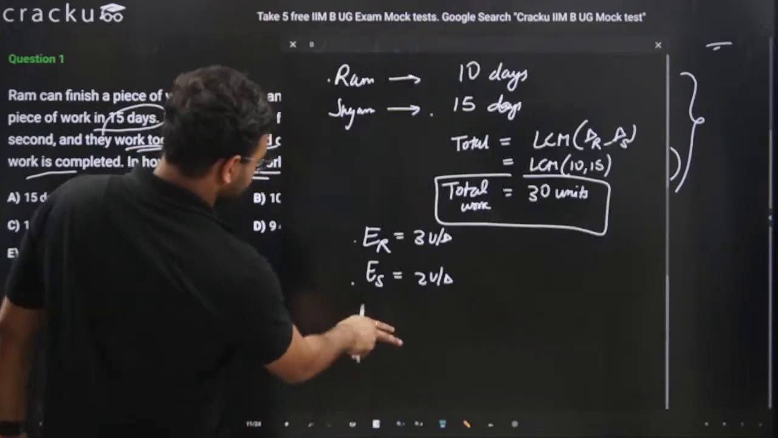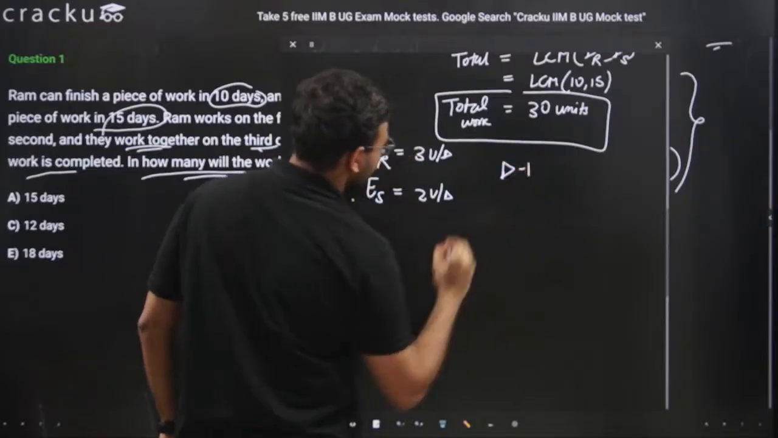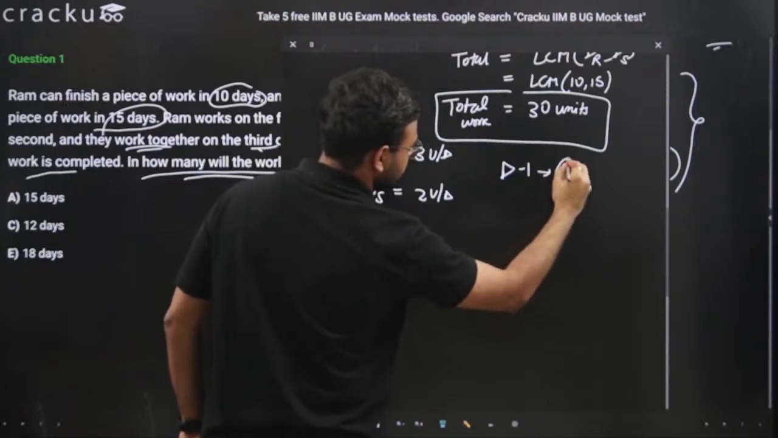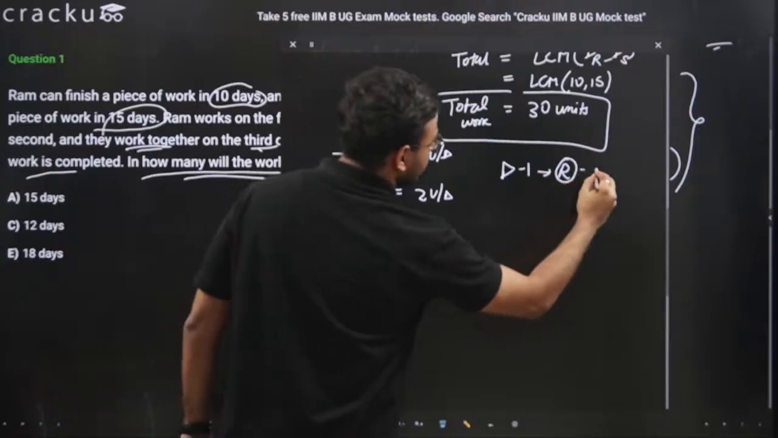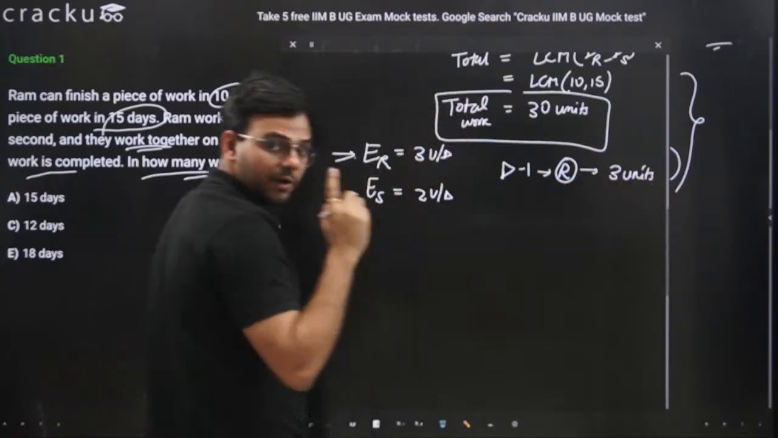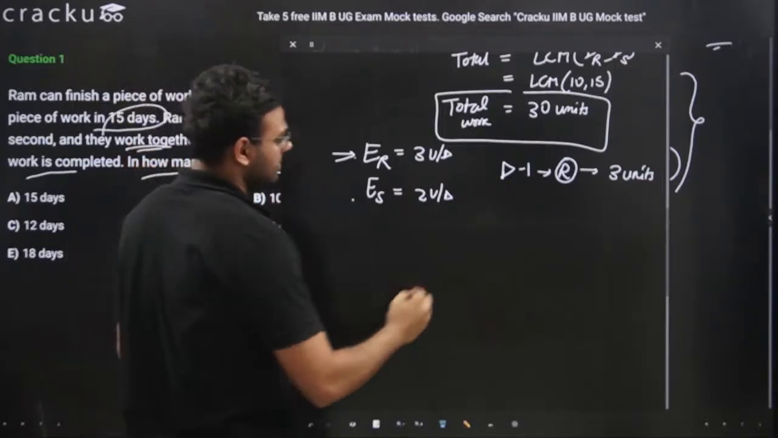So on D1 only Ram is working, and he is working at an efficiency of 3 units per day. So he is doing how much work? 3 units of work. Since he is working for only one day, that is on day 1, he is doing 3 units of work.